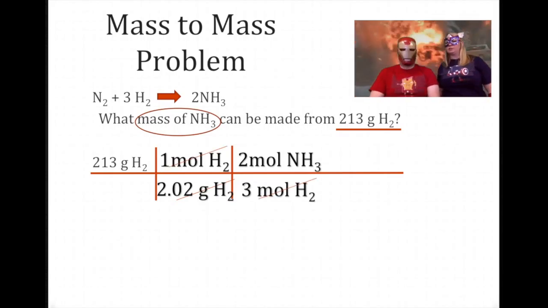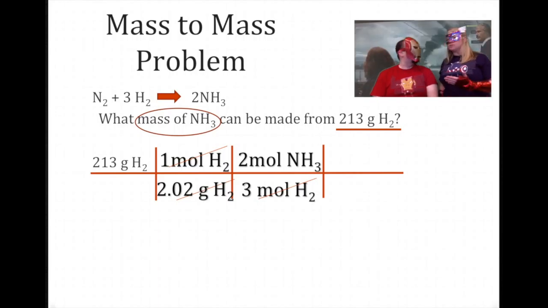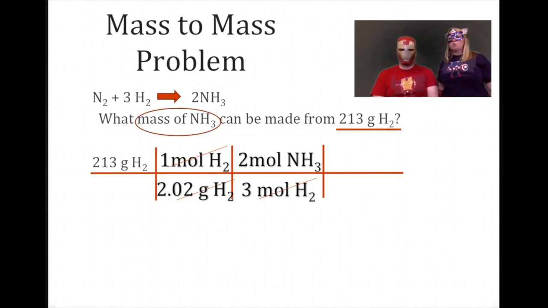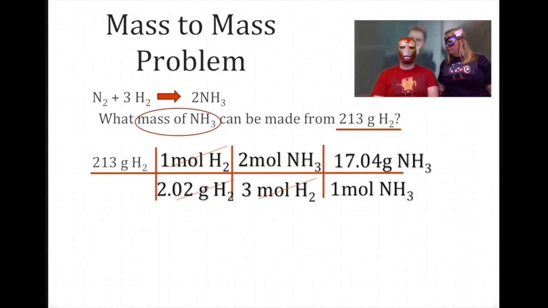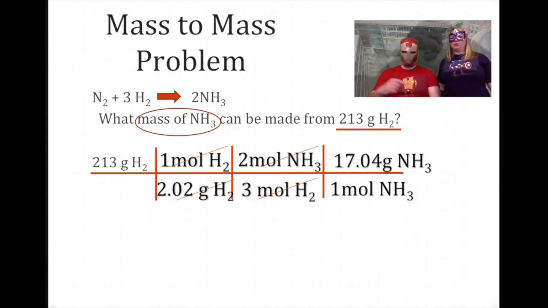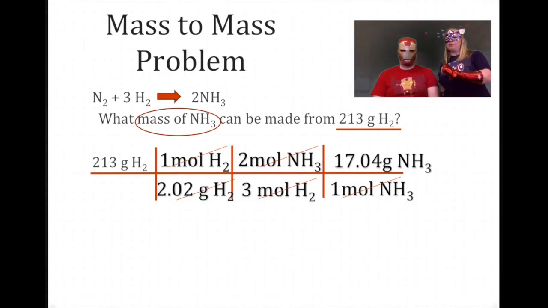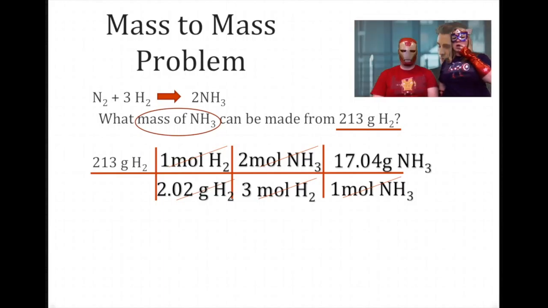So I'm going to do my next T-chart. I'm going to go from moles to grams. So again, I'm going to have to use molar mass, because that's the only way to go from moles to grams. 1 mole of NH3 equals 17.04 grams of NH3. Now, all I do is bust out my handy-dandy calculator. I am simply going to multiply everything across the top first. So 213 times 1 times 2 times 17.04, and I'll get 7,259.04.